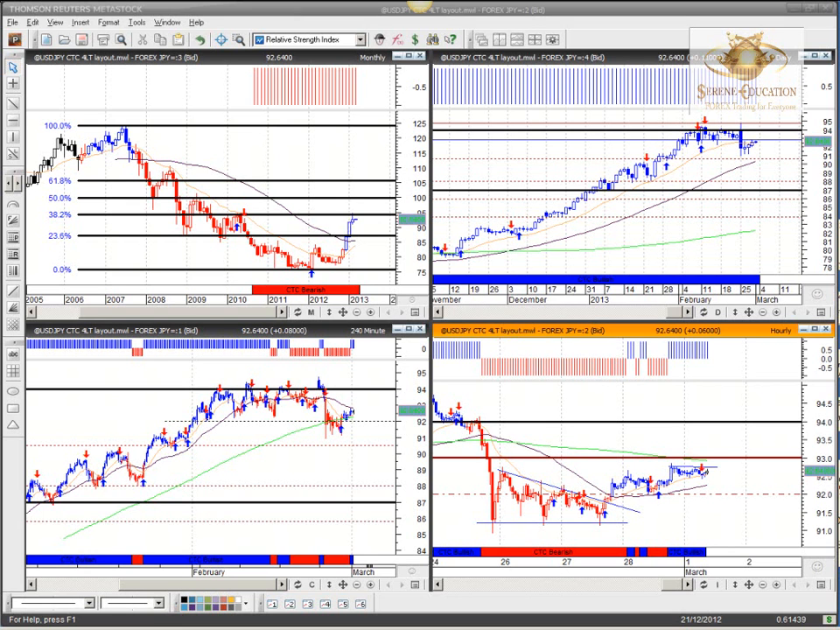Other than that, back it up with sound money management. If you are using this template, please follow the rules of it, okay, and have strong money management to back it up.